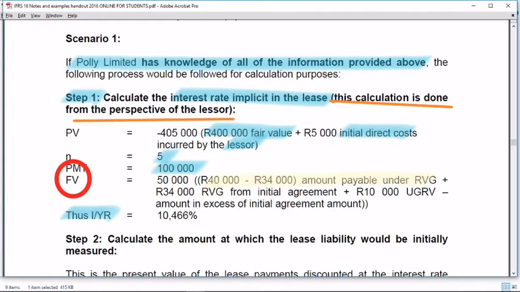So what will the lessor earn? He'll get an asset back worth 34,000 Rand. He'll get 6,000 Rand cash back from the lessee, which equals the 40,000 residual value guarantee, and then he will be able to sell that asset for 50,000 Rand, which gives you that 10,000 additional unguaranteed residual value, which is the amount in excess of the initial agreement residual value amount. So the future value for purposes of the lessor is the full 50,000 Rand. With those variables, you are able to calculate the interest rate implicit in the lease to be 10.466%.